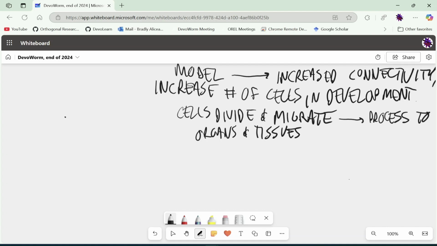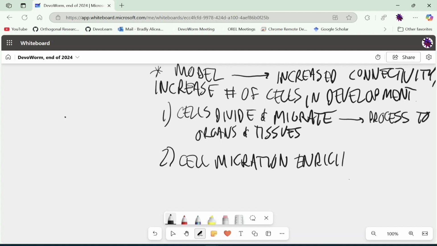Another thing about this, we started with this main idea here. We have our first point. Our second point is that cell migration enriches local communities and cliques. What do I mean by that?